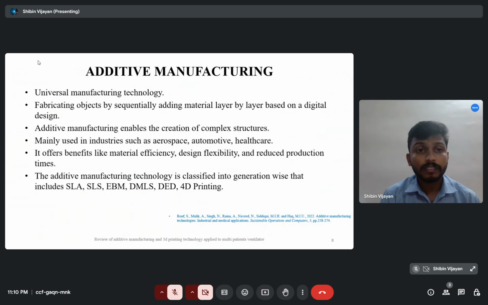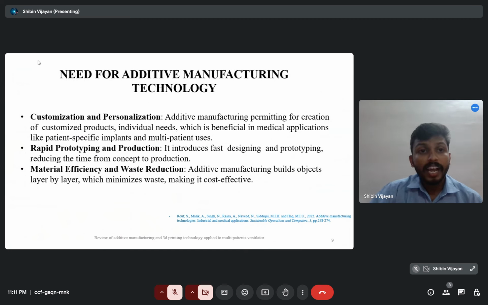Advantages of additive manufacturing. Additive manufacturing is a universal manufacturing technology, fabricating objects by sequentially adding material layer by layer based on the digital design. Additive manufacturing enables the creation of complex structures, mainly used in industries such as aerospace, automotive, and healthcare, and offers benefits like material efficiency, design flexibility, and reduced production time. Additive manufacturing technologies are classified generation-wise. The generations are also classified method-wise. The first includes stereolithography, selective laser sintering, electron beam welding, direct metal laser sintering, and direct energy deposition, then 4D printing methods.